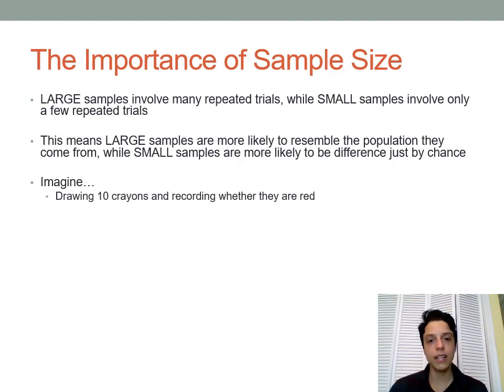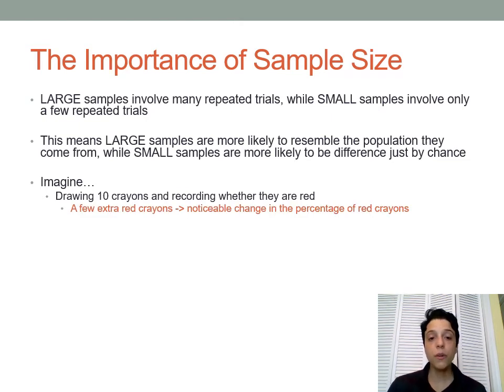So let's go back to this idea of drawing 10 crayons and recording whether they're red. So whether the crayon is red is your variable, and you're going to end up with a sample of 10 crayons that differ in their color, and we're going to record, again, how many of those crayons are red. If you have just a few extra red crayons compared to what you'd expect based on the probability distribution, you'll end up with a noticeable change in the percentage of red crayons. So with the probability distribution that we had earlier, where 8% of our crayons are red, you'd expect about 8% of your crayons, or 1 out of 10 crayons, as close as we're going to get there, to be red.